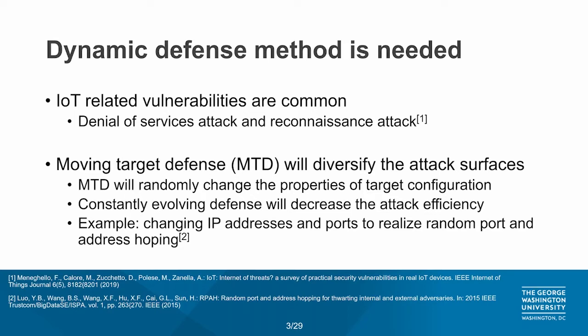Therefore, a dynamic defense method is needed. Recently, we raised the moving target defense idea. The moving target defense, MTD, will diversify the attack surfaces and randomly change the properties of a target configuration. This constantly evolving defense will decrease the attack efficiency. For example, we can change the IP addresses and the port numbers to realize random port and address hopping.